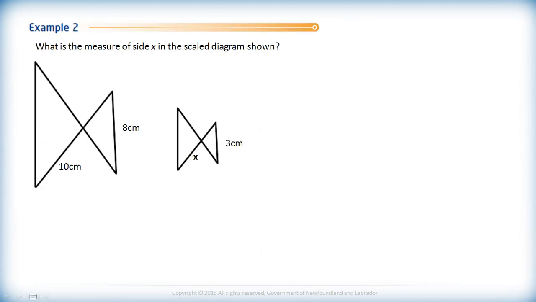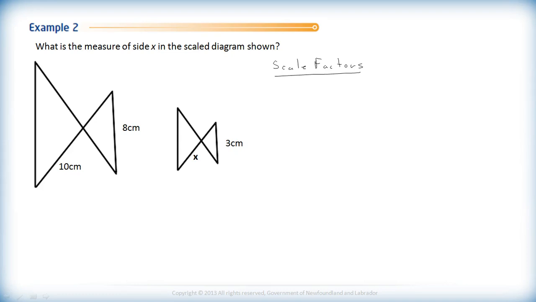What's the measure of side x in the scale diagram below? Well, there's a couple of different ways we can do this. The first way I want to show you is with scale factors, and then I want to remind you of your similar triangle stuff that you saw in junior high, and then a little bit more in grade 10, maybe when you were studying trig, we hope anyway.